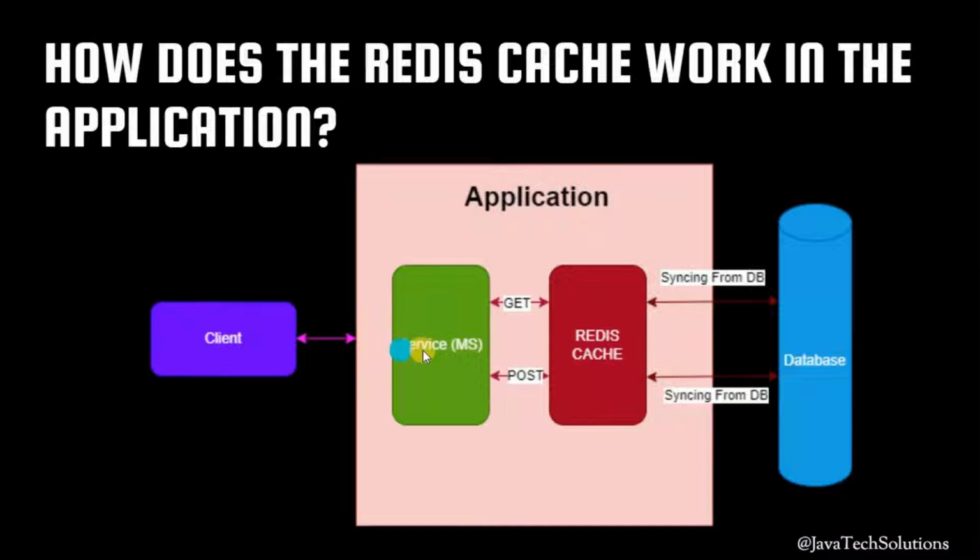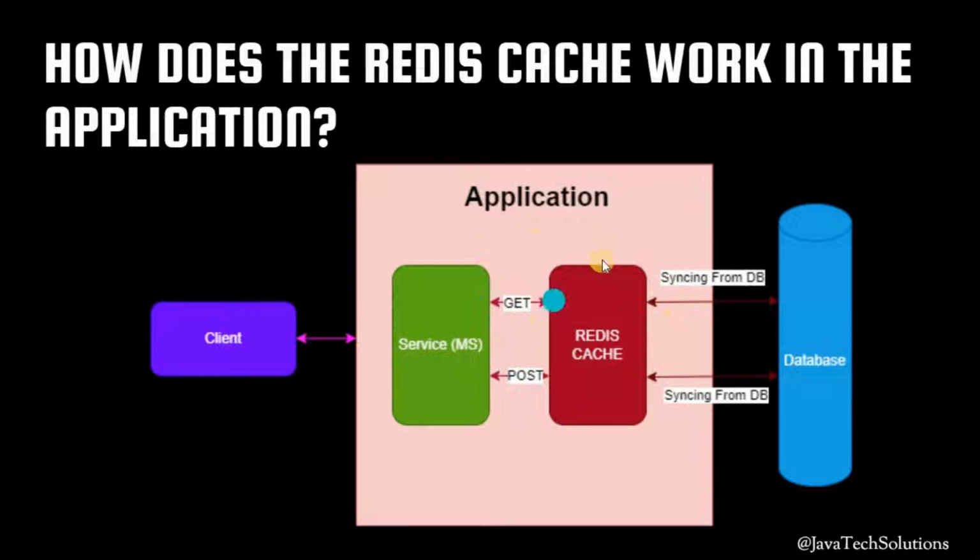First of all, we'll check whether that particular data is available in the cache or not. If it is not available in the cache, then we are going to fetch the data from the database. If data is available in the cache, then we are not going to call the database. So it will automatically reduce the DB cost, right?